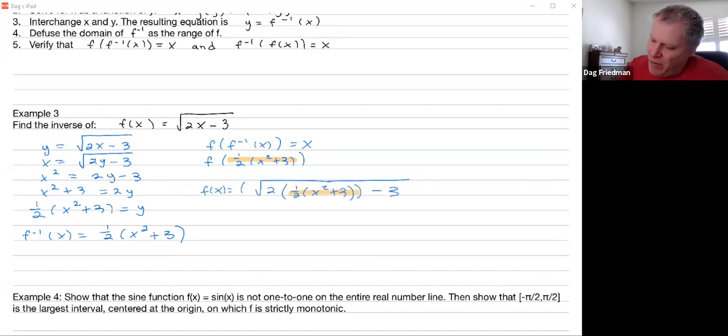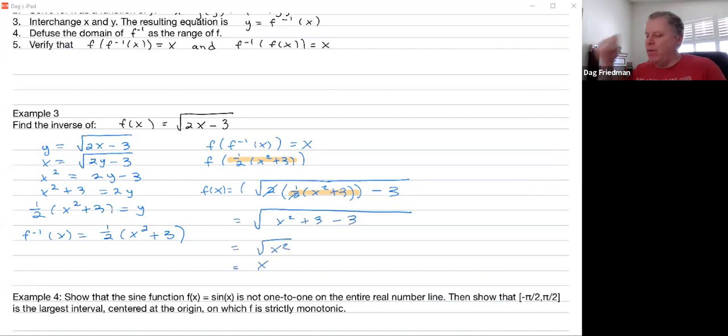Okay, let's check what we got here. So this equals, a lot of mistakes there. This 2 and this 2 are going to cancel out. So I'm left with x squared plus 3 minus 3, which leaves me with the square root of x squared, which equals x. Boom, it equals x. That's exactly what I wanted. These two functions are inverses of each other. Okay? Any questions on that?